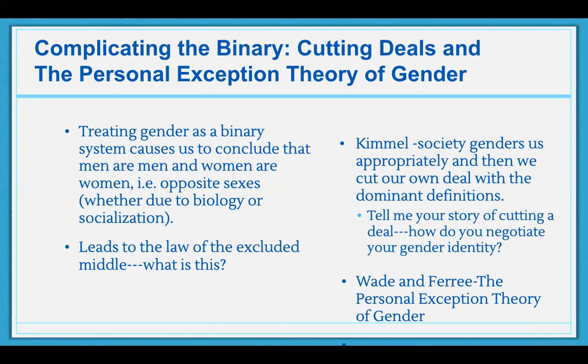There is what's called the law of the excluded middle. The idea that in a lot of behaviors and a lot of traits, there is a lot of overlap between men and women. And what's really funny is that a lot of us know this about ourselves. So Wade and Farrell, in their first edition, I didn't see it in the second edition, give the concept called the personal exception theory of gender.